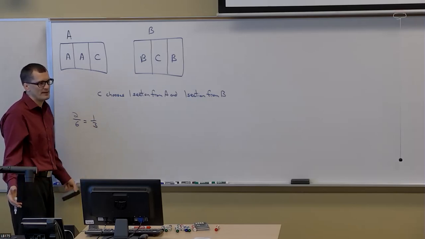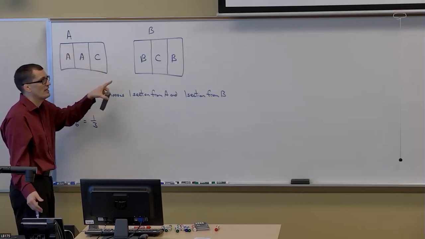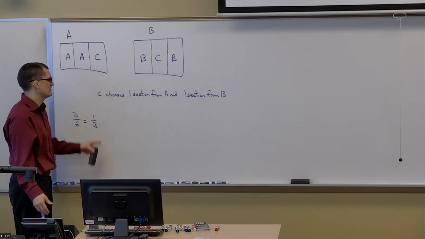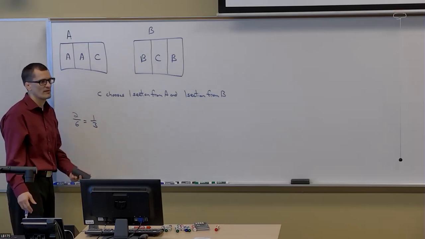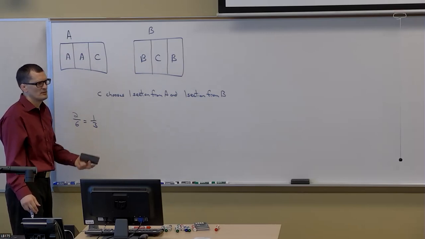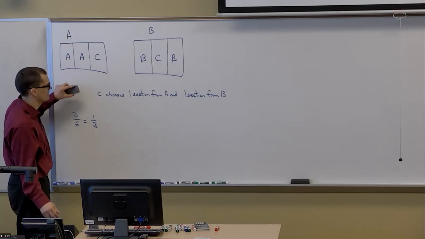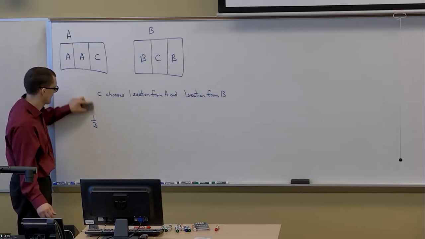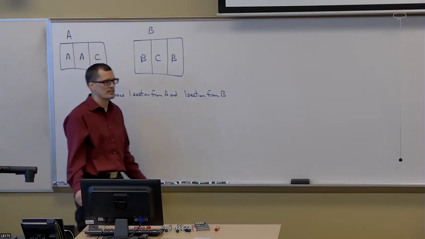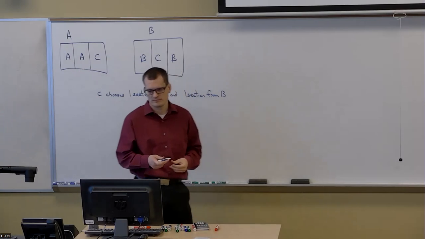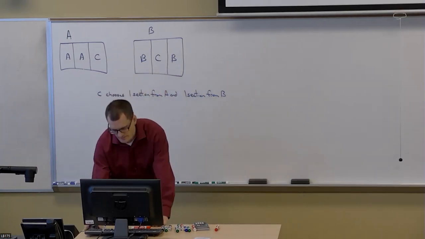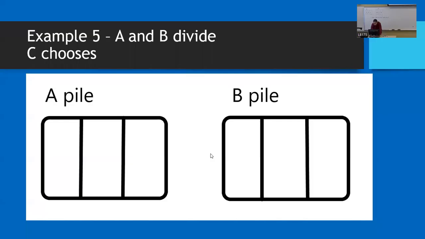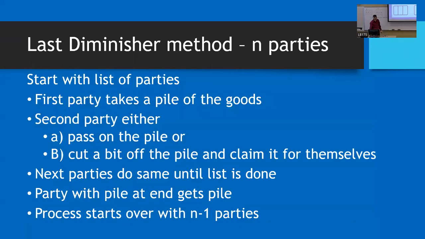And because A picked their 3 sections and B picked their 3 sections, it's guaranteed to be at least 1/3 of the goods. They follow that logic. Because they got to choose each individual, it's guaranteed to get 1/3 of the goods here. Each individual gets 2 out of the 6 total sections. Does that make sense? All right. So that's the lone chooser method. That's another divider chooser method.